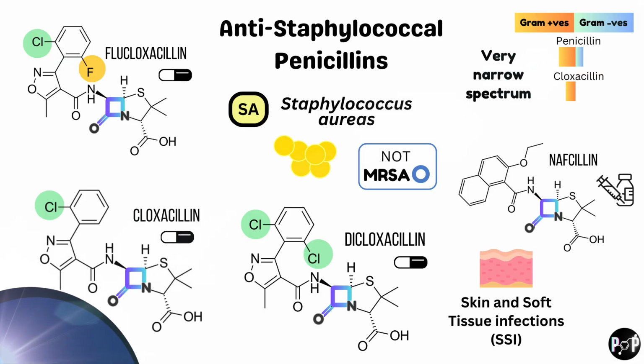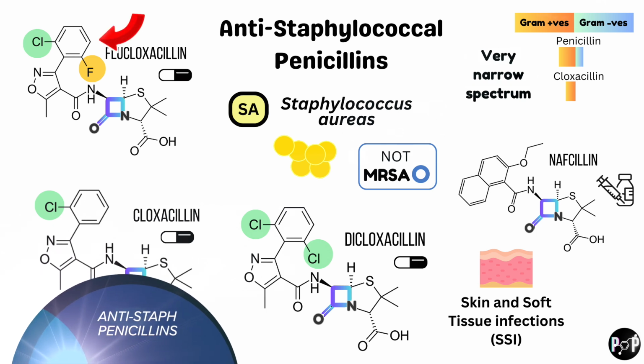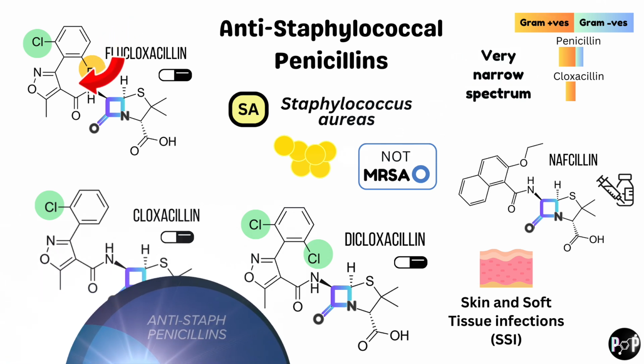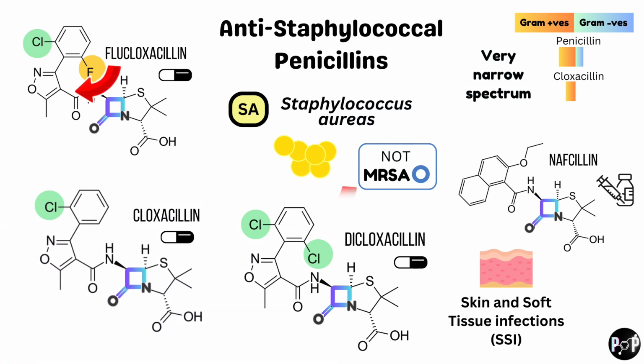The anti-staph penicillins all have bulkier side chains which block the penicillinase beta-lactamases, restoring their activity against Staph aureus. The PO antistaphers also have halogenic compounds incorporated, such as chlorine and fluorine. In the UK, they use flucloxacillin. In the US, they use dicloxacillin. One has 2 chlorines and the other one has 1 chlorine and 1 fluorine.